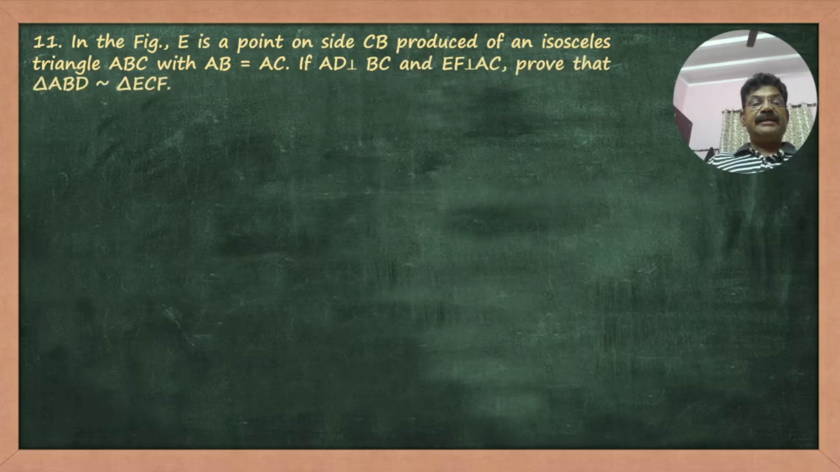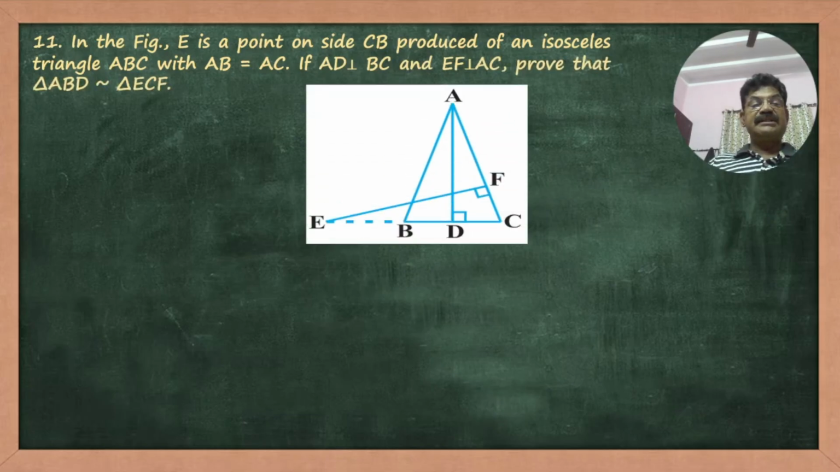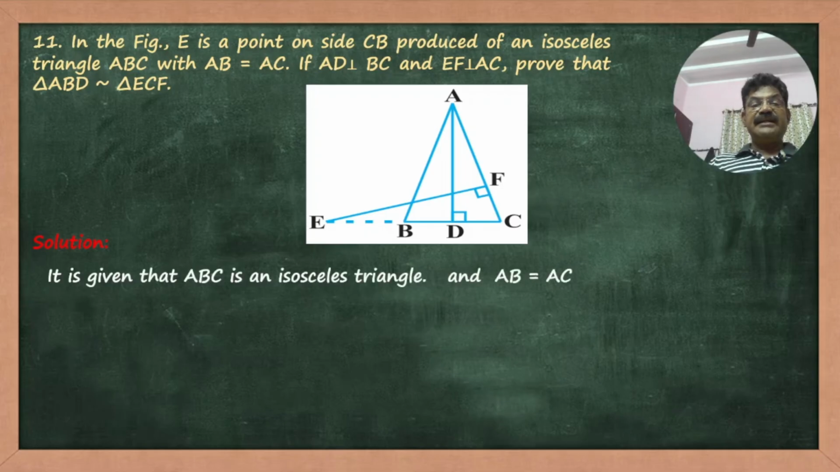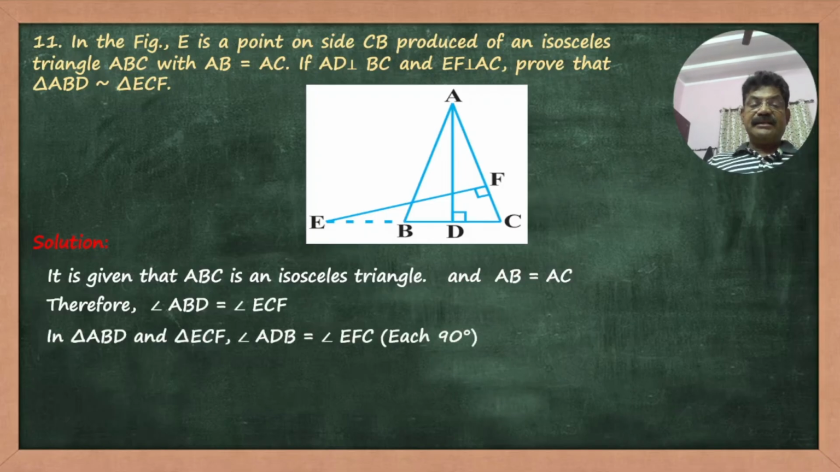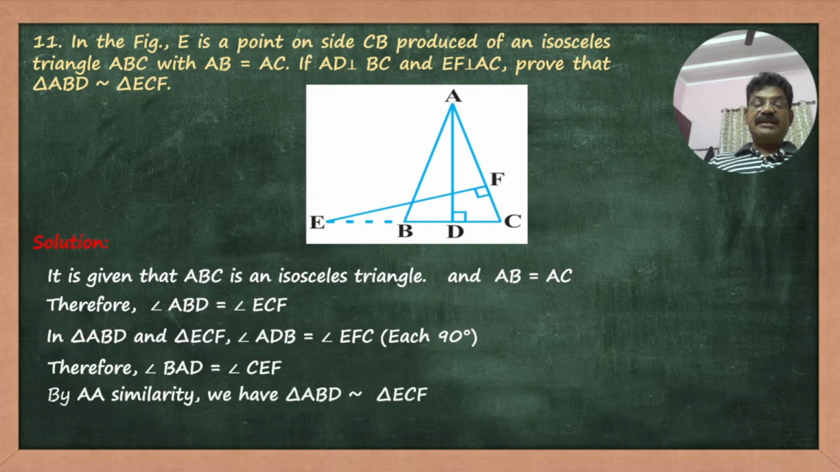11th problem. In the figure, E is a point on side CB produced of an isosceles triangle ABC with AB equal to AC. If AD is perpendicular to BC and EF is perpendicular to AC, show that triangle ABD is similar to triangle ECF. Solution. We are given ABC is an isosceles triangle and AB is equal to AC. Therefore, angle ABD equals angle ECF. In triangles ABD and ECF, angle ADB equals angle EFC, both equal to 90 degrees. Therefore, angle BAD equals angle CEF. By AA similarity, triangle ABD and triangle ECF are similar.